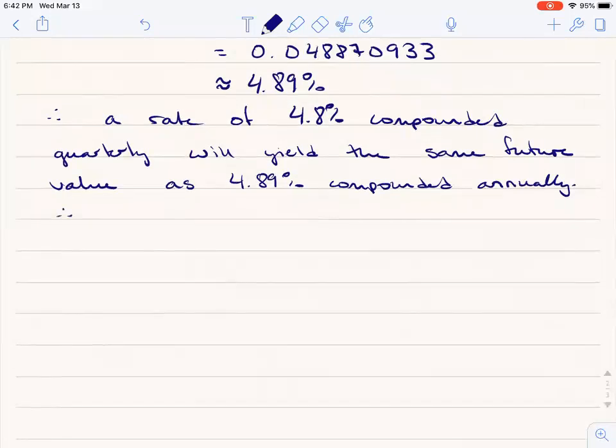I'll also say that therefore these rates are equivalent. Right? Therefore, these rates are equivalent.